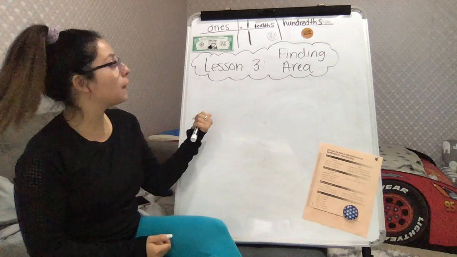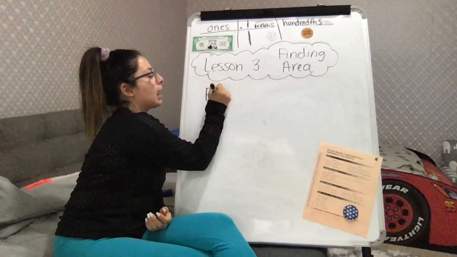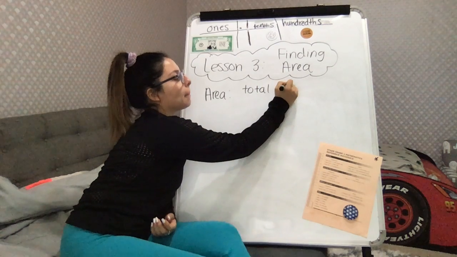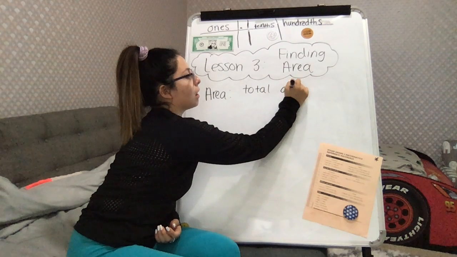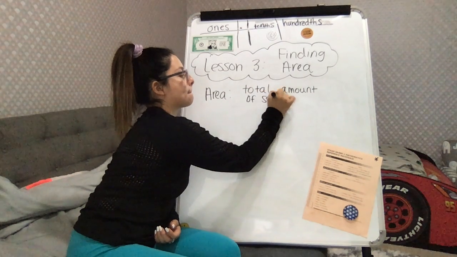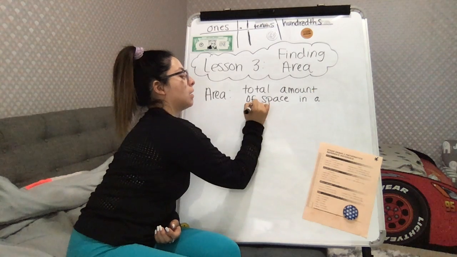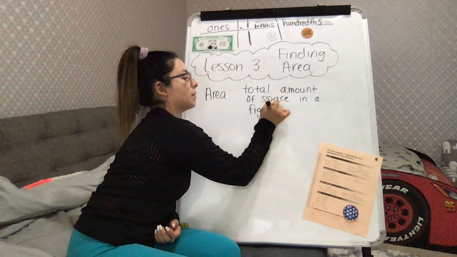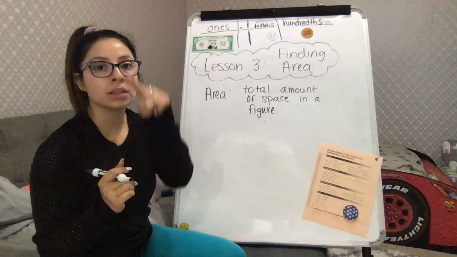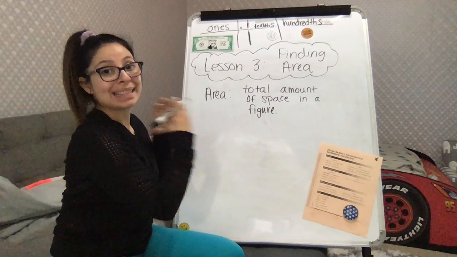All right, guys, so finding area. Let's first start off with the definition, please. The area, we're going to make sure that we say, is the total amount of space in a figure. So we know perimeter is the total distance outside a shape. Area is all about the total amount of space inside.